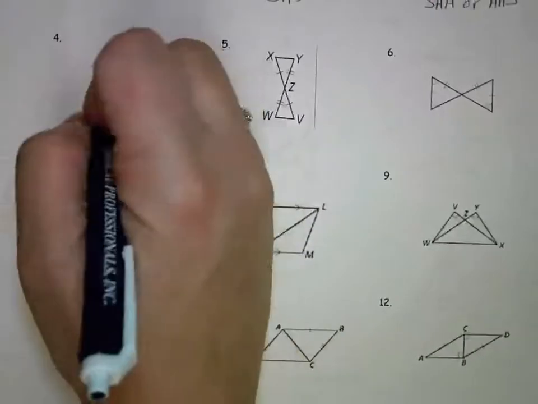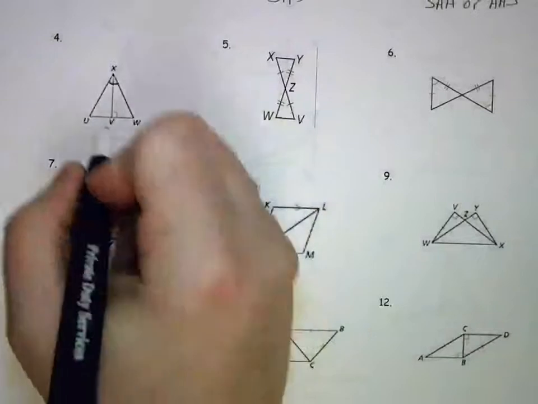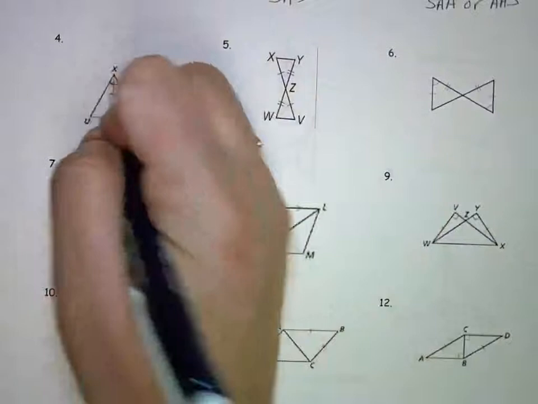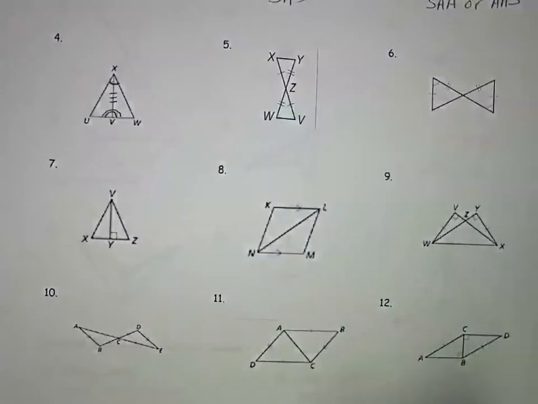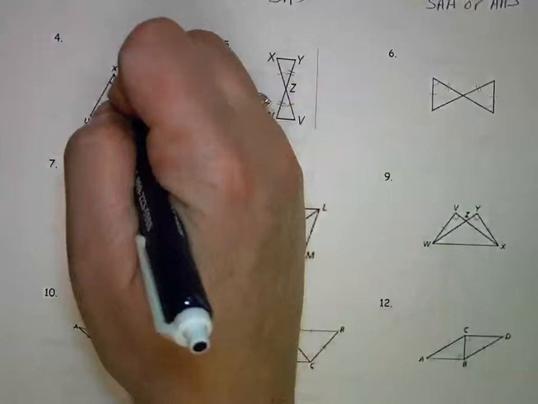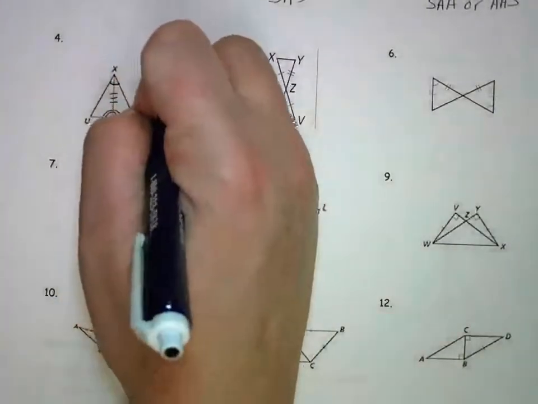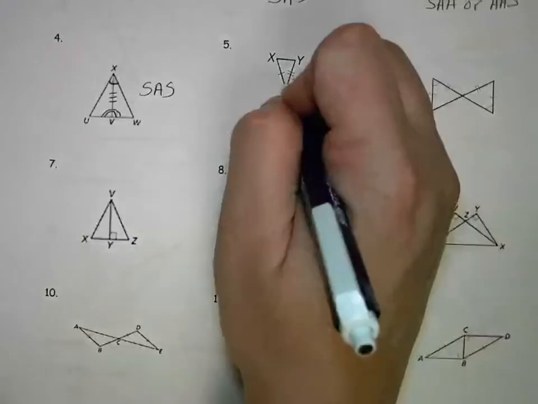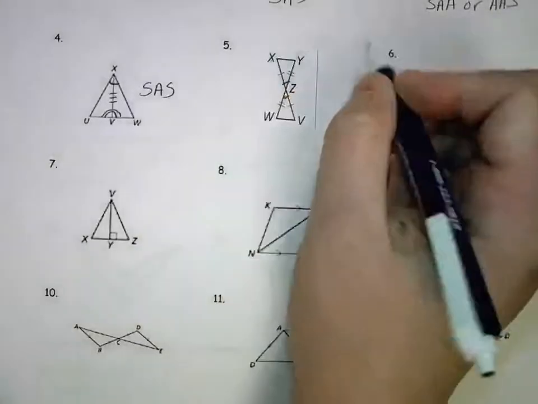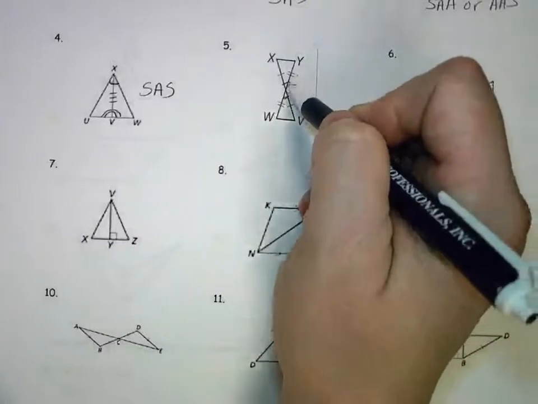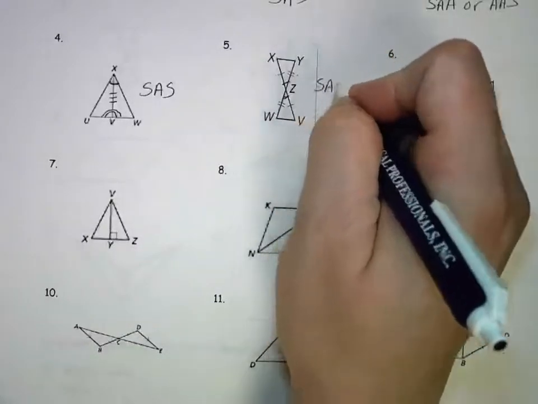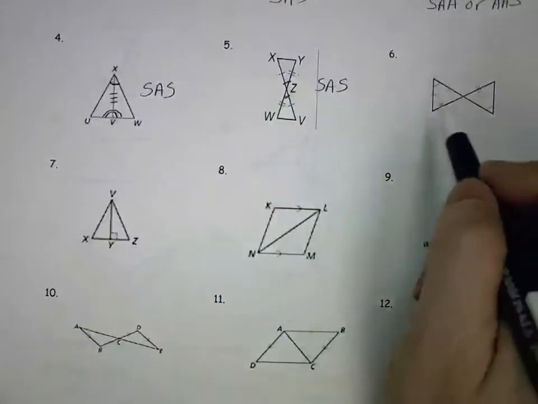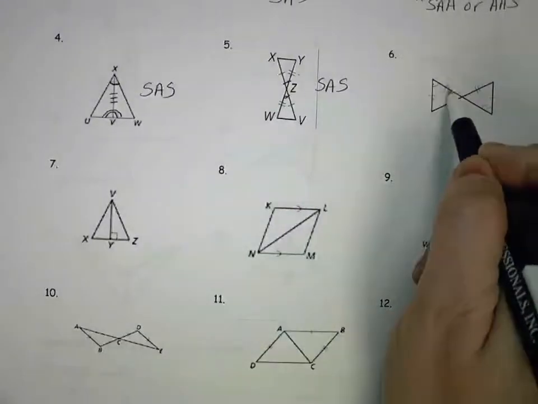Number 4, it's kind of hard to tell. We've got these angles congruent up here. Down here we have some angles congruent. And we can get that piece is congruent to itself by reflexive. So this will be side, angle, side. Number 5, we have some vertical angles right here. So we have side, angle, side. Number 6, they give us enough information. Side, angle, side.